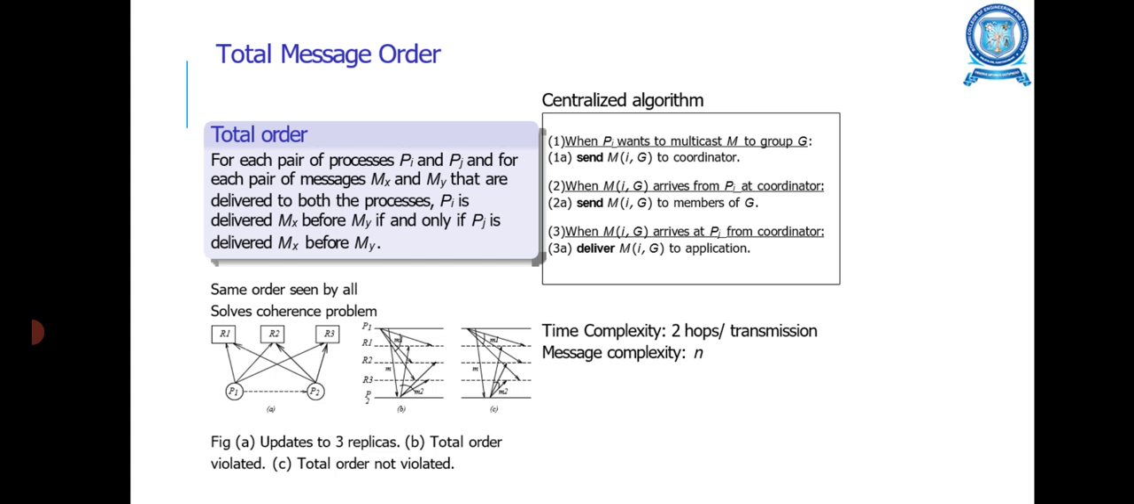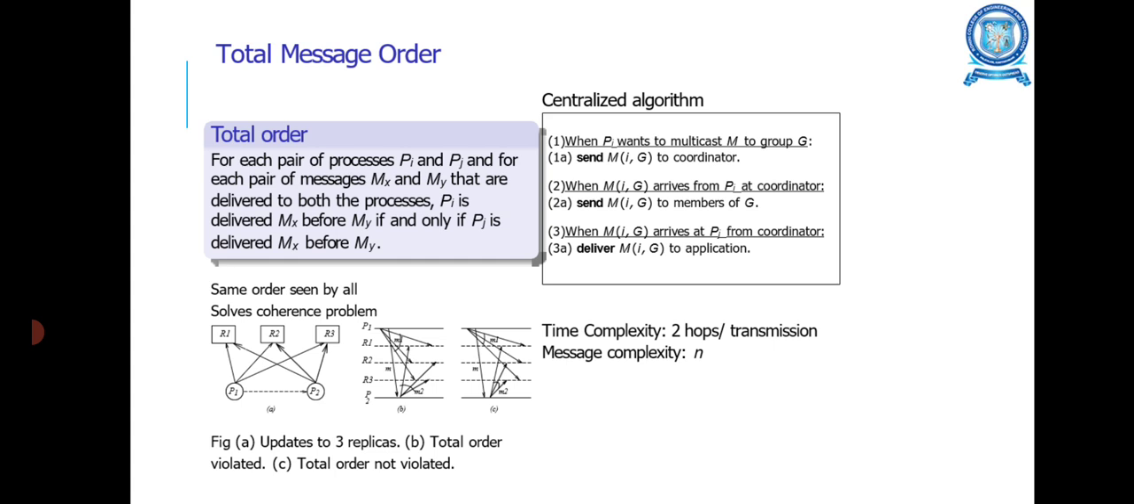The next one is the total message ordering. The total ordering: for each pair of processes Pi and Pj, for each pair of messages Mx and My that are delivered to both the processes, Pi delivers message Mx before My if and only if Pj delivers Mx before My. This is the total ordering.